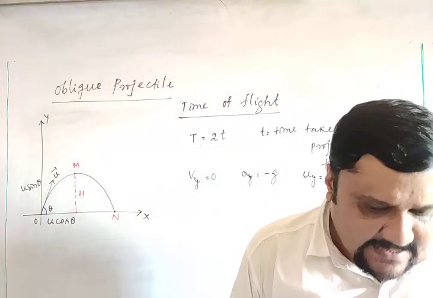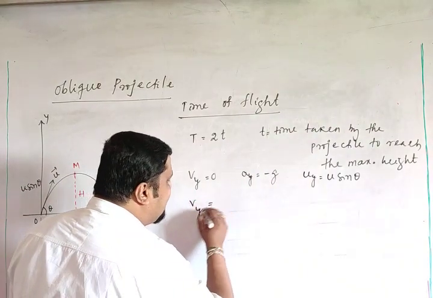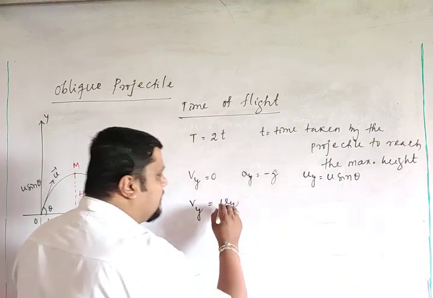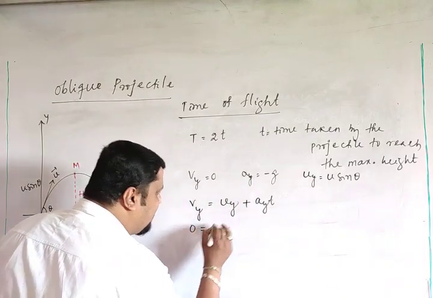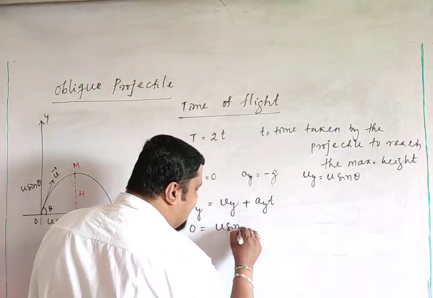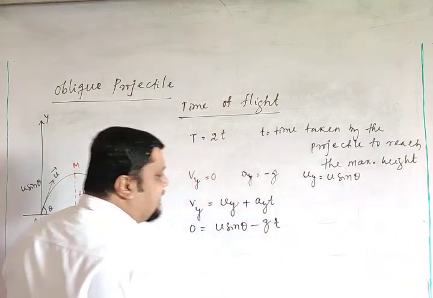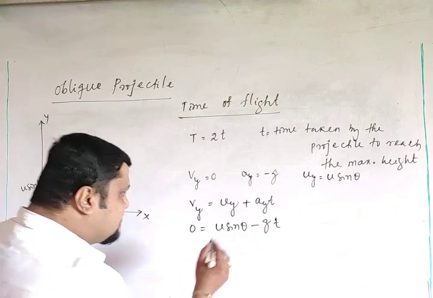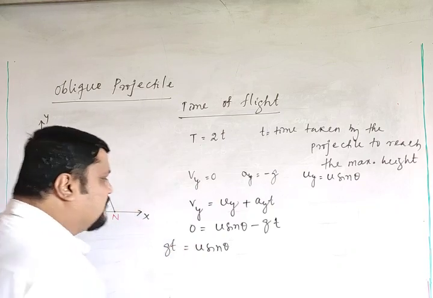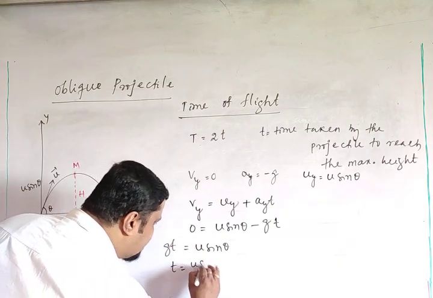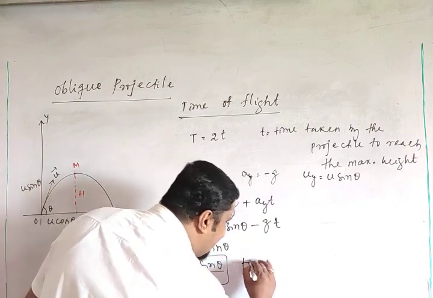As you know, by the equation of kinematics, Vy is equal to uy plus ay into t. So Vy is equal to 0, uy is equal to u sin theta, ay is equal to minus g, and t is the time taken to reach from O to M. So we can write 0 = u sin theta minus gt, so gt is equal to u sin theta. So t is equal to u sin theta by g. This is also called the time of ascent.